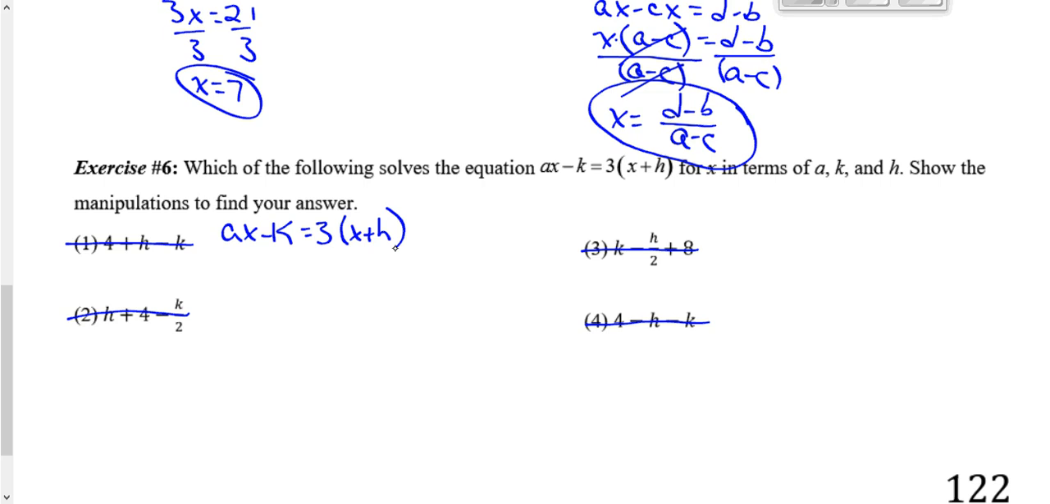listen to me. There's x's on both sides, so what does that mean we really need to do? Distribute. We need to distribute to get all the x's on one side, right? So let's go ax minus k equals what? 3 minus 3x plus 3h, right? Now what? Subtract the 3x from both sides, and let's add k while we're at it.